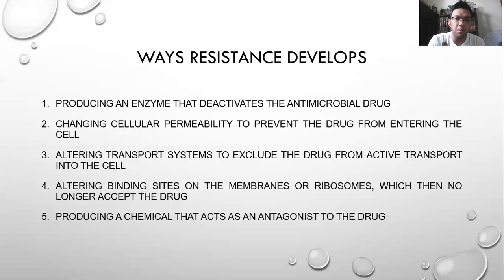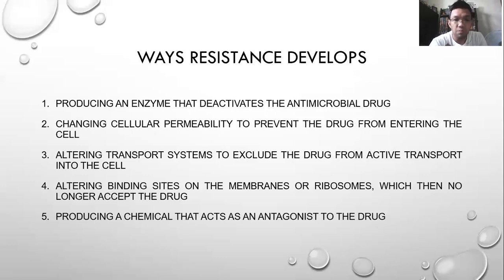Number two, changing cellular permeability to prevent the drug from entering the cell. So they have developed that as well. Their cell membrane has become tougher and doesn't allow the antibiotic or anti-infective to enter. Number three, altering transport systems to exclude the drug from active transport into the cell. So it's another way of stopping the entrance of the drug molecule into their cell. Number four, altering binding sites on the membranes or ribosome, which then no longer accept the drug. There are certain sites where the drug attaches in the bacteria or virus, which causes the death of that microorganism. But now the bacteria or certain microorganisms have evolved to change those binding sites, which no longer accept the drug that it was intended for.